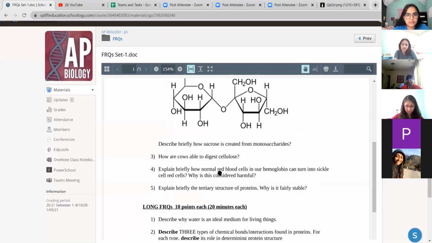Okay. Explain briefly how normal red blood cells in our hemoglobin can turn into sickle cell red cells. So, I think we did this in bio today, we discussed this concept. The PowerPoint does have a really good answer to it, so you can just look at that.